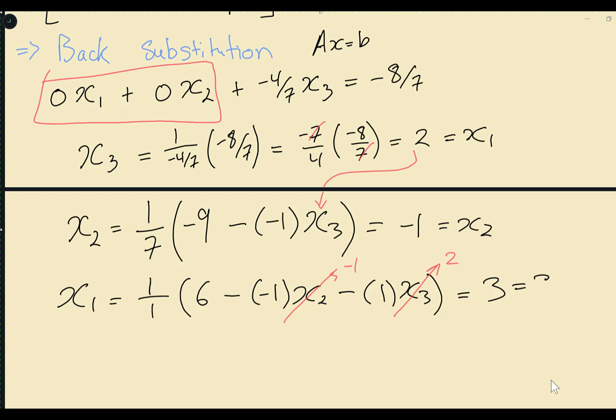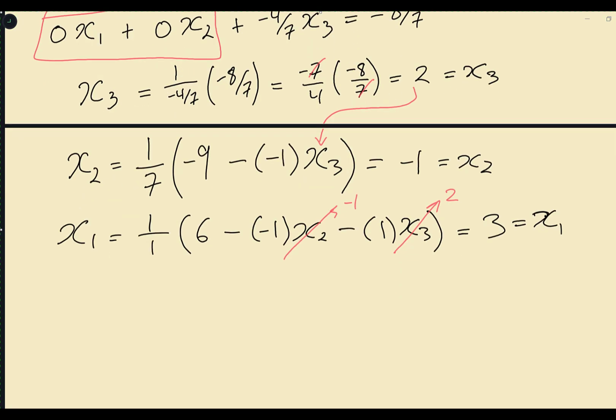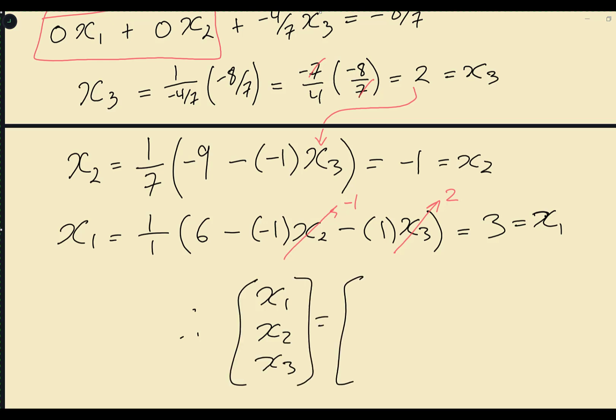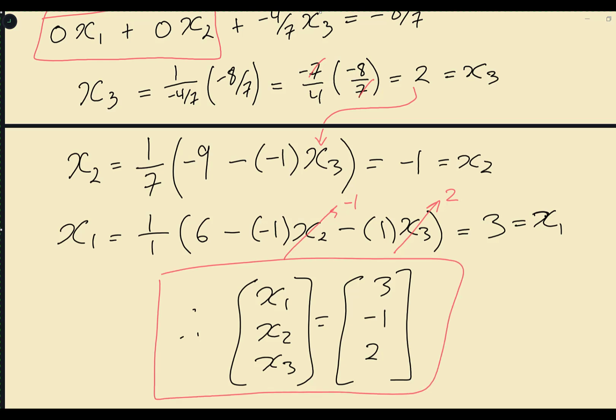So this is, sorry, this is x3 here. And this is x1. So in conclusion, for this problem, we can say, therefore, x1, x2, x3 is equal to 3, -1, and 2. So that would be the solution to this problem using Gauss elimination.